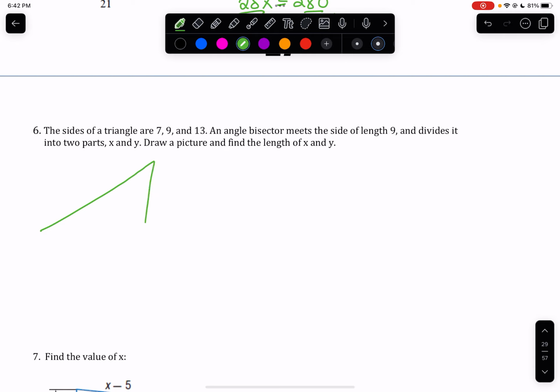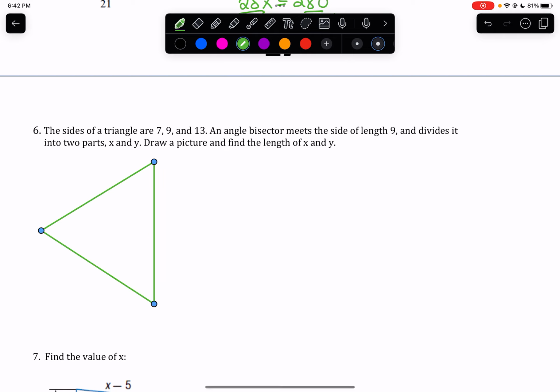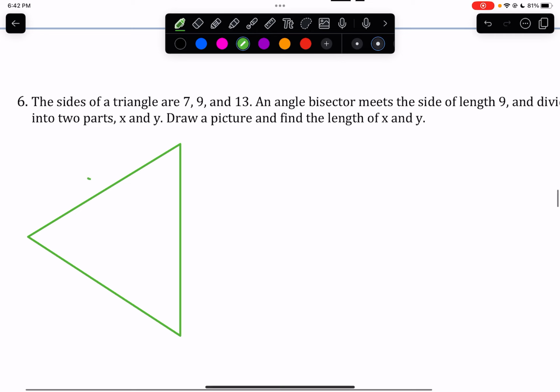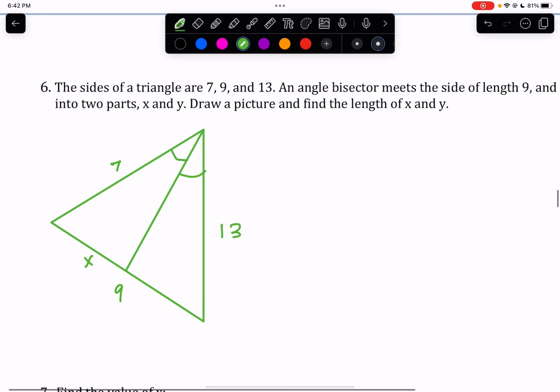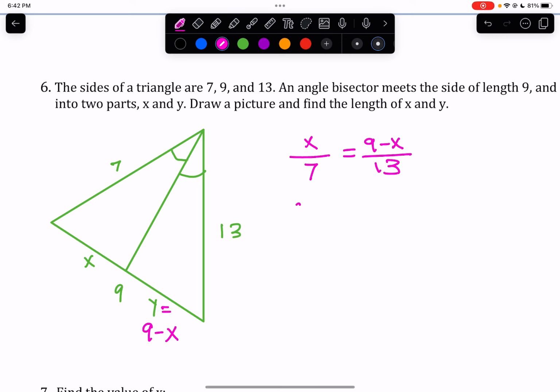So here we're not given a picture, so the first thing I'm going to do is draw a picture. The sides of a triangle are 7, 9, and 13. An angle bisector meets the side of length 9. So the angle bisector hits length 9 and divides it into x and y. Find the length of x and y. So again, we can only solve with one variable at a time. So we're going to rewrite y as 9 minus x to set up our proportion. So we have x over 7 is equal to 9 minus x over 13.